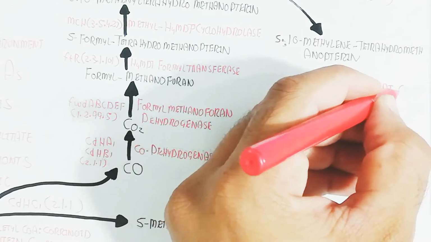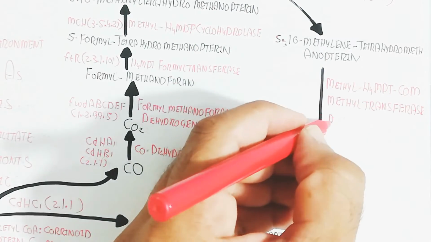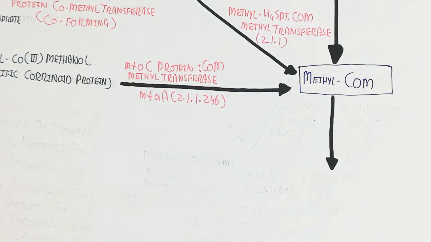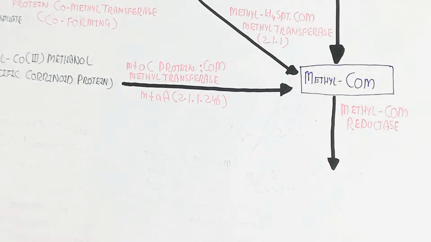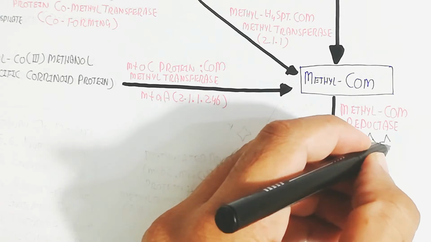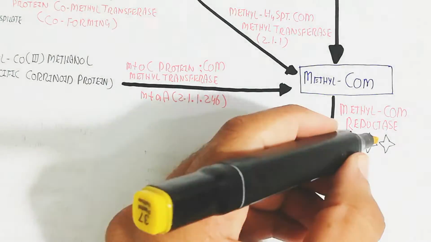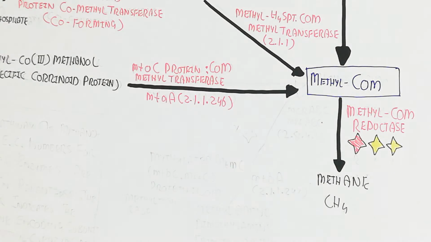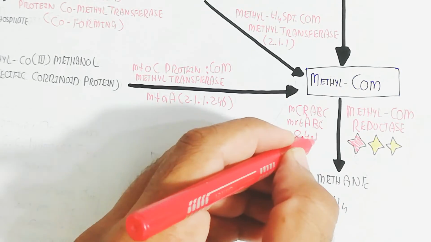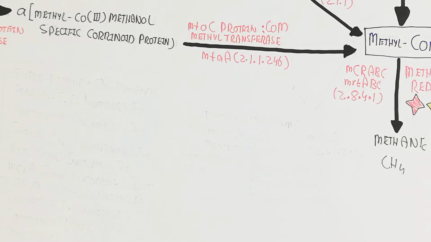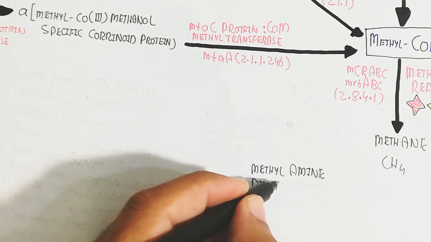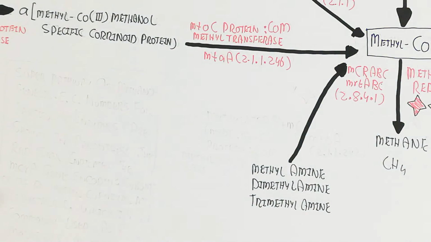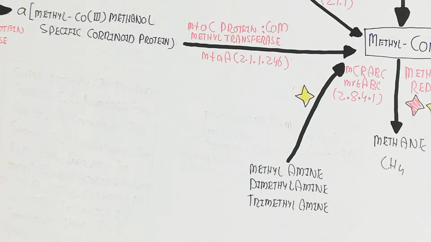In this way the methyl H4-MPT methyltransferase enzyme, genes MtrABCDEFGH, will produce methyl-CoM. This methyl-CoM is acted on by the methyl-coenzyme M reductase enzyme, and here a red star shows the McrABC gene, the McrA gene encoding subunit alpha of methyl coenzyme M reductase 1, which will produce methane.